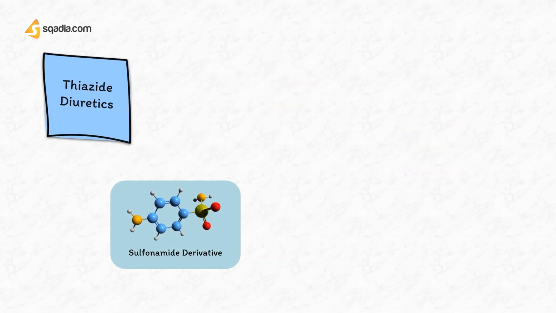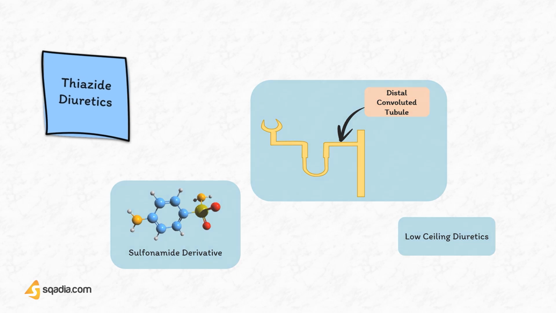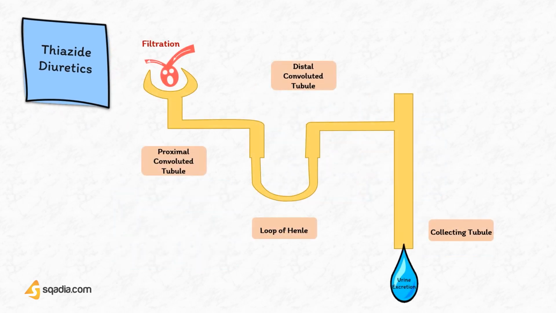They are sulfonamide derivatives. All thiazides affect the distal convoluted tubule, and all have equal maximum diuretic effects, differing only in potency. Thiazides are sometimes called low-ceiling diuretics because increasing the dose above normal therapeutic doses does not promote further diuretic response. If we look into the mechanism of action, thiazides decrease sodium reabsorption by inhibiting the sodium chloride cotransporter.